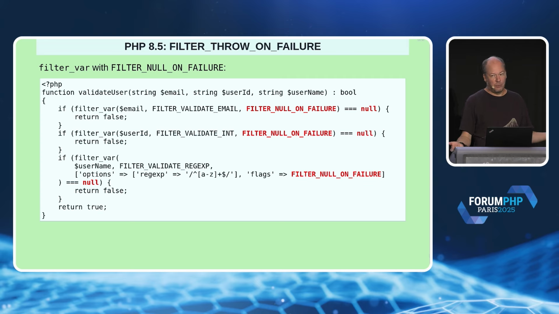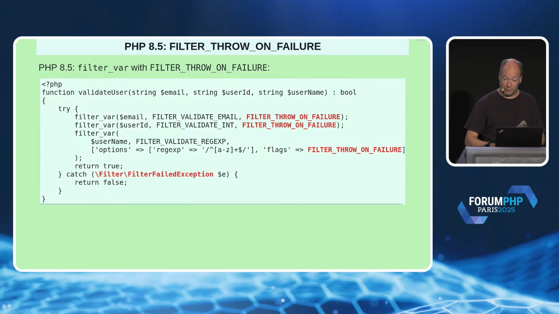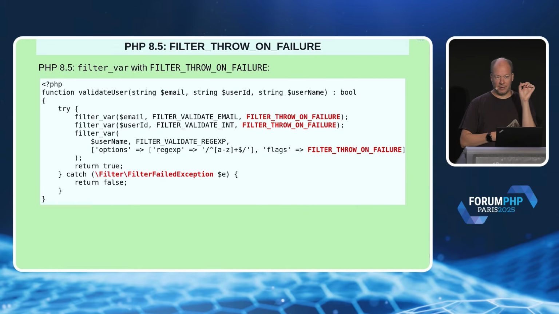Now, what would be the obvious way of doing this? If a filter validation fails, what would you do now? If you create this API, you throw an exception, right? That's what you would do. So PHP 8.5 now introduces a filter throw on failure flag, which then means that if the validation fails, it will throw an exception of the class Filter\FilterException, and then you can handle that yourself.